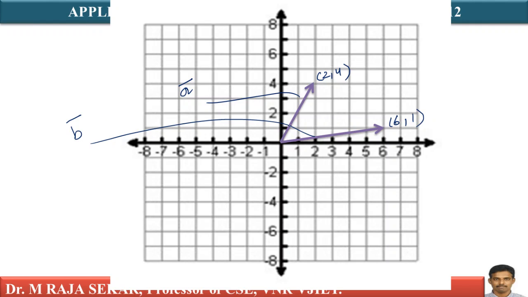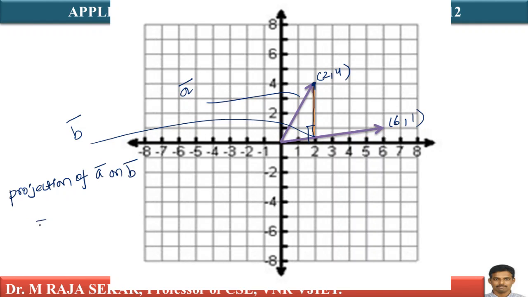Now what do I have to do? I need the projection of A on B. Start from the tip of A bar and draw a perpendicular. Just see, I am drawing a perpendicular from the tip of the A bar. There are 2, 4 and 6, 1. How can I find it? This is what I need, the projection of A bar on B bar.